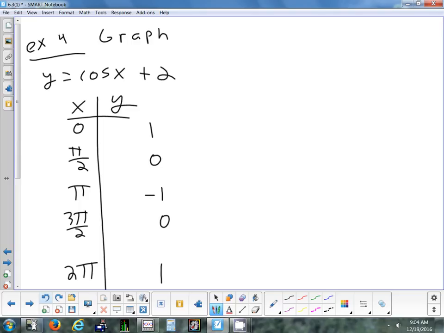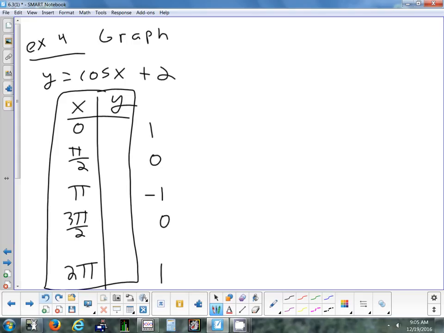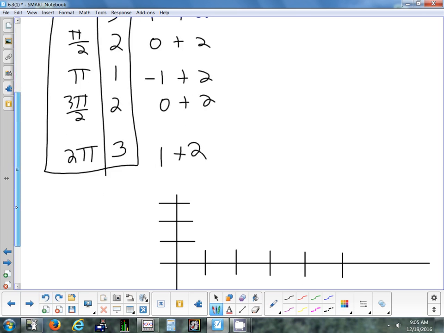And Tom, what am I going to do to all those y values? I'm going to add 2 to all of them. Can you tell me what I would get when I do that for my final answers? 3, 2, 1, 2, 3. Yeah. Okay. So there's our vertical shift. Shift it up 2. So let's graph it.